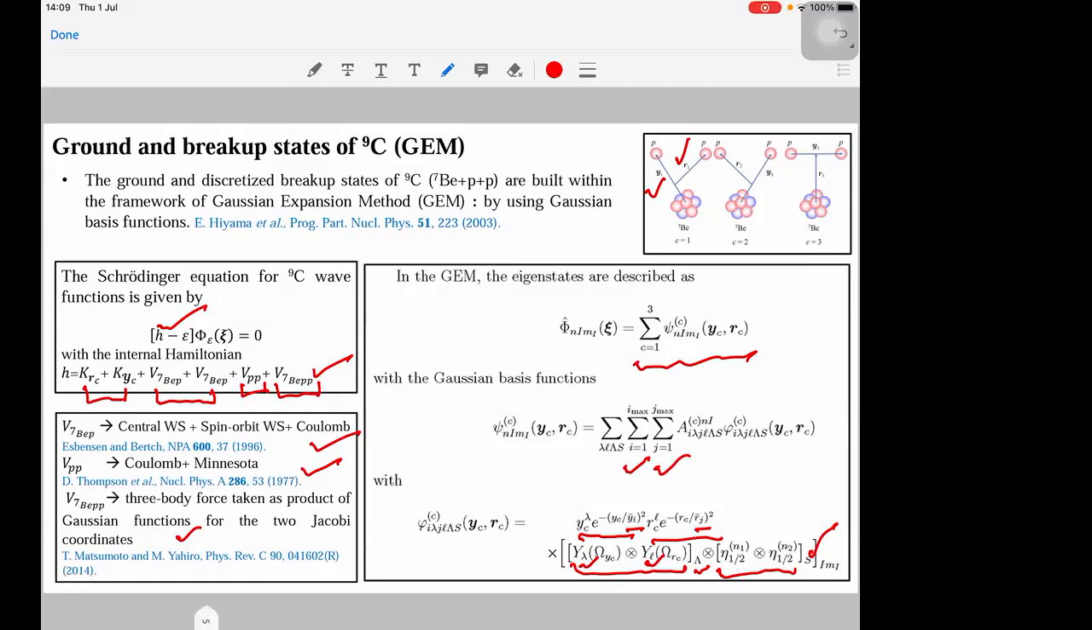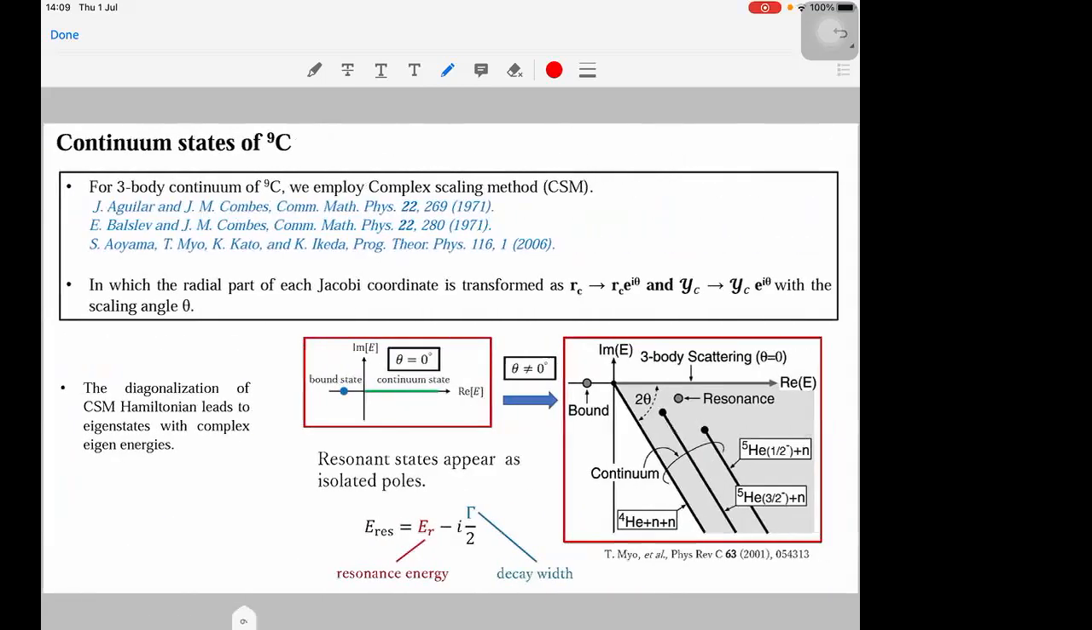So with all these ingredients for the Gaussian expansion method, we obtain the ground and discretized breakup states. Now, in order to investigate the continuum of 9carbon, we employ the complex scaling method. The complex scaling method is a powerful method to study many-body resonances.